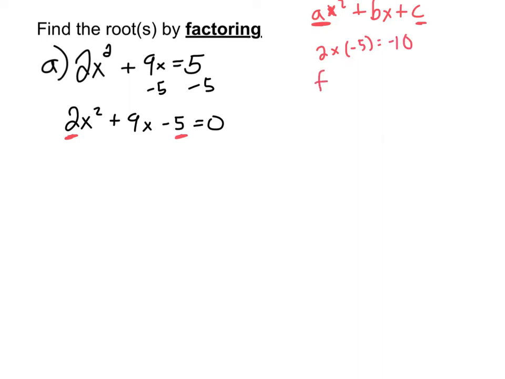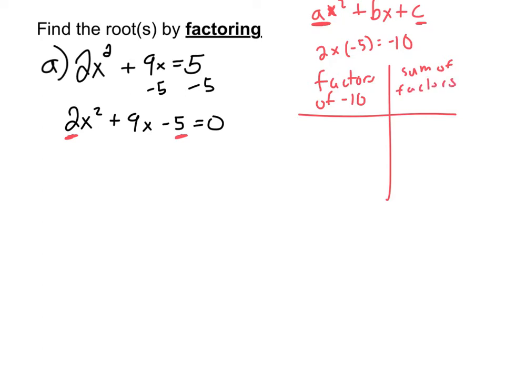Now I'm going to make a table over here: factors of negative 10, and then the sum of the factors. The goal is to find the sum of the factors equal to whatever the term b is, and in our equation, that would be 9.